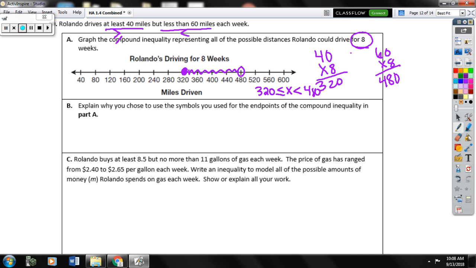And then it asks you to explain why you chose the symbols that you chose for the endpoint. I'm not going to write that out because my handwriting is terrible with my finger on the board. But we would say something along the lines of: I chose a closed circle on 320 because it's at least, which would include the number, and I chose an open circle on 480 because it says it has to be less than, which would not include that number. See if you guys can read through Part C while I'm passing out your homework.